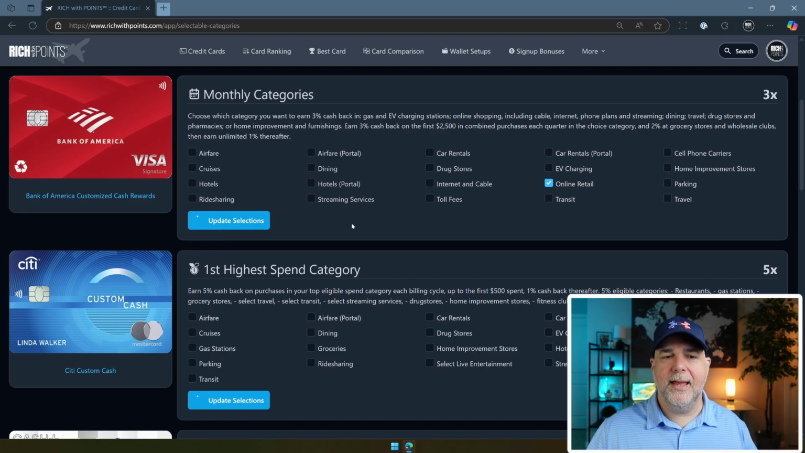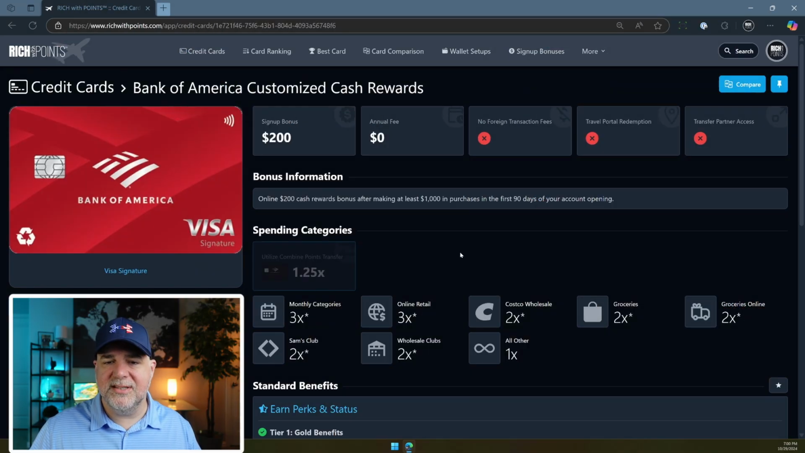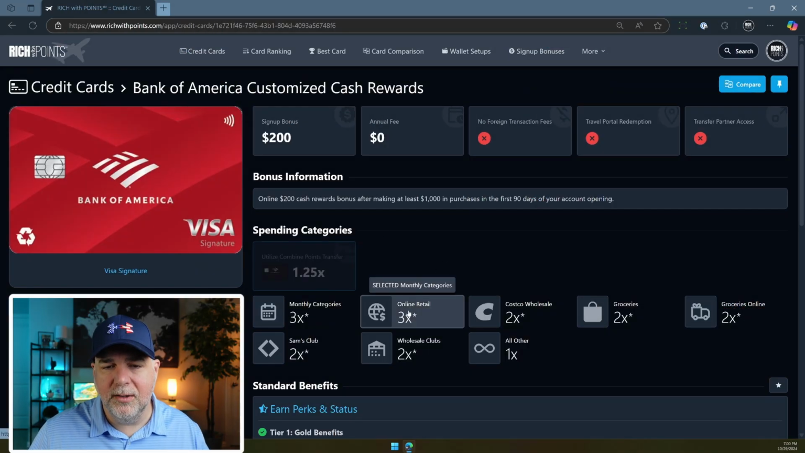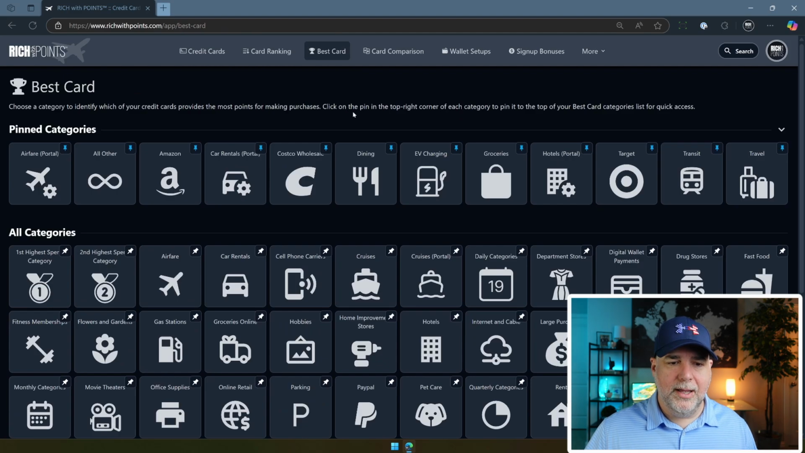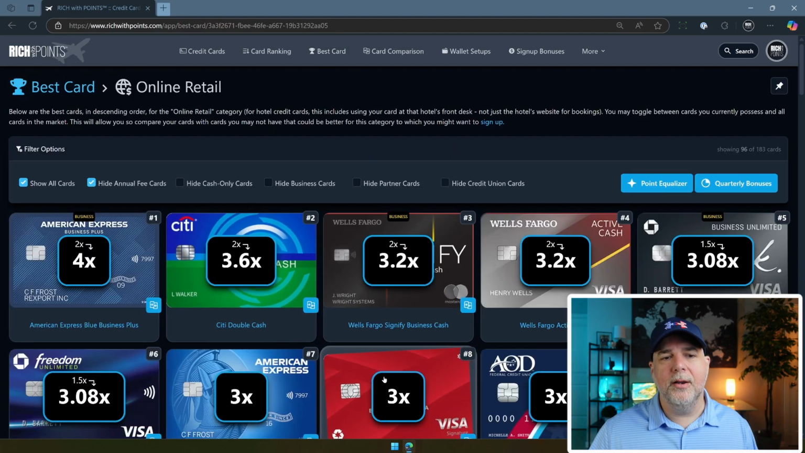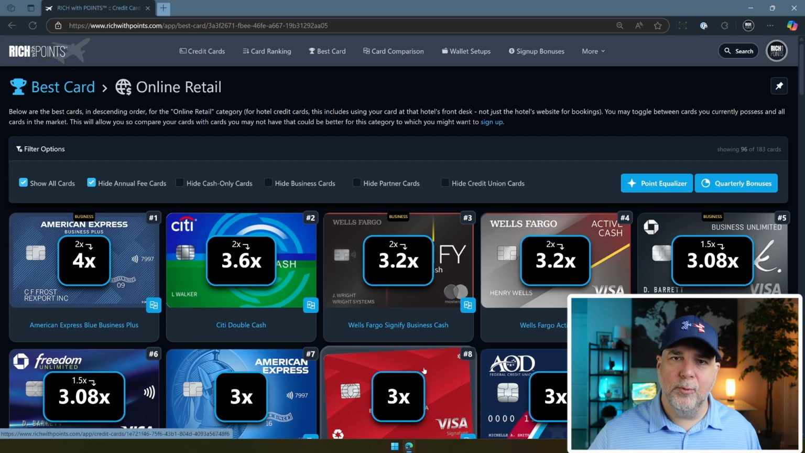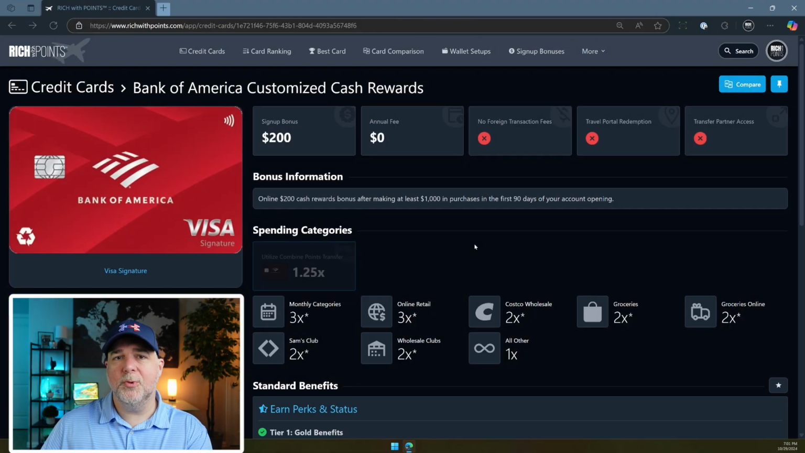So let me update that selection, and then we'll come back over to the card. And then now you'll see that there's 3x on online retail, and it's noted that it's a selected monthly category there. So that way, when you come over to best card for online retail, then it's going to show up here on the best card as a card that has an online retail category.